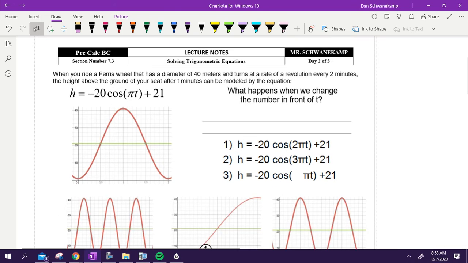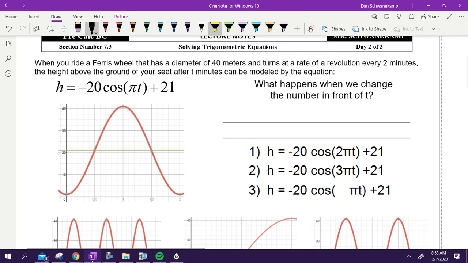All right, so you ride a Ferris wheel. This is the problem we did on Friday to end the day. Everything's the same. When you ride a Ferris wheel, you have a diameter of 40 meters. So that's why the amplitude is 20. I'm stretched up and down. You turn at a rate of a revolution every 2 minutes. That's why it's a pi right here, because instead of 2 pi, we multiply by 1 over pi. We get a 2-minute rotation. So every 2 minutes, you go to the top and back to the bottom.